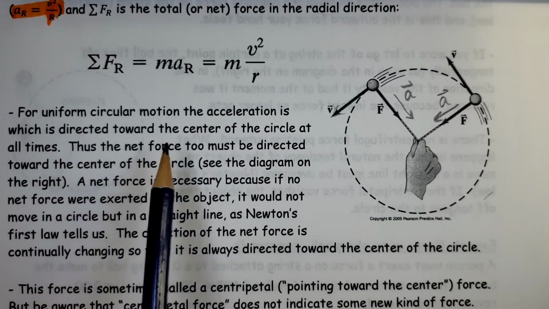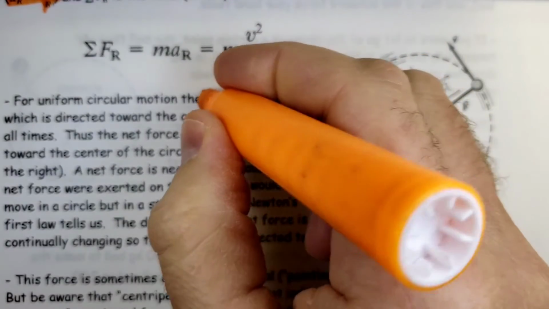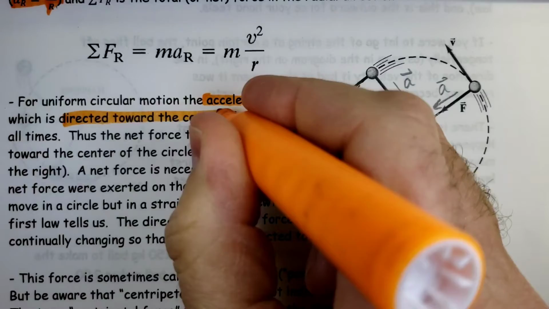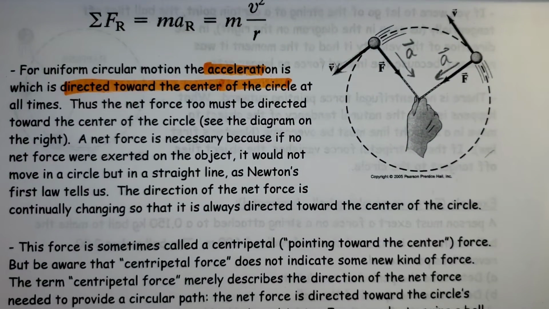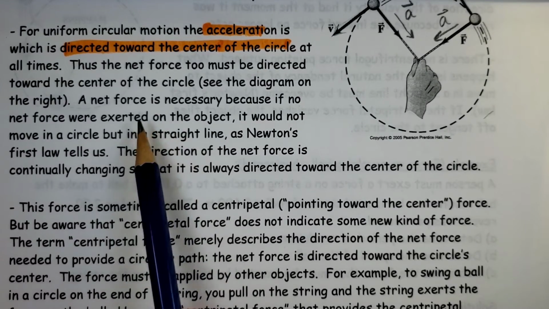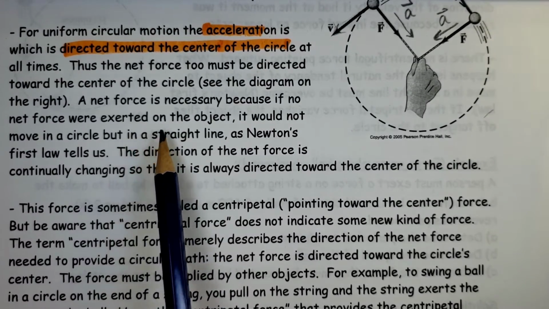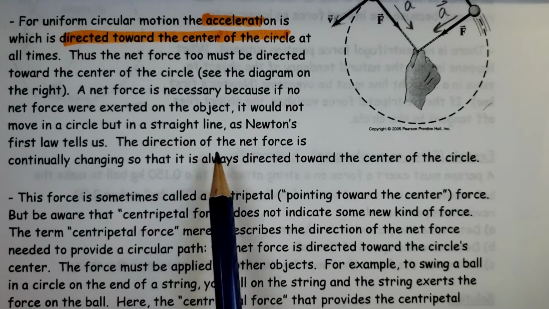For uniform circular motion, the acceleration, which is directed towards the center of the circle, as I said, at all times, thus the net force too must be directed towards the center as well. A net force is necessary because if no net force were exerted, the object would not move in a circle but go off in a straight line.